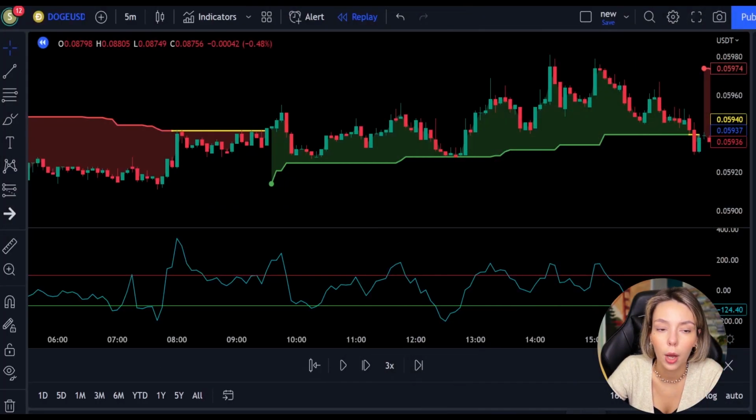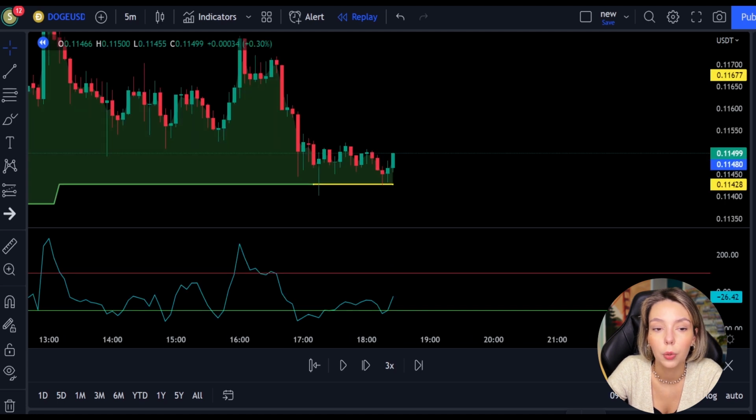Okay, now you know how these indicators work. Now let's understand the exact rules for entering long and short trades. So here are the rules for entering a long trade.